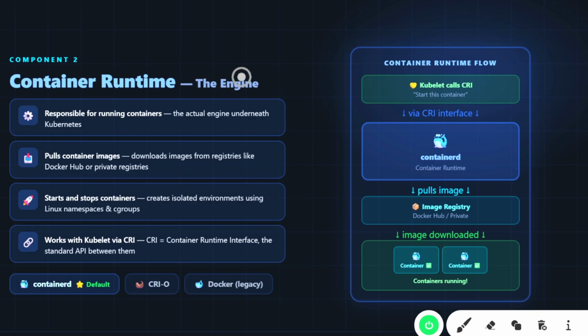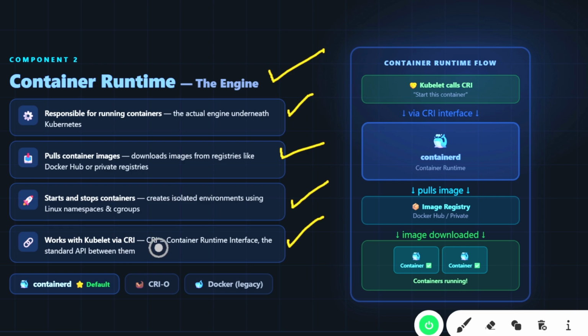Now the second component was the container runtime. As I said, this is the engine responsible for running the containers. It is the actual engine underneath Kubernetes, and it pulls the container images, that is, it downloads the images from registries like Docker Hub or any private registries, and it starts as well as stops the containers. Basically, it creates an isolated environment by using Linux namespaces and cgroups, that is, control groups, and it works with the kubelet via the CRI.